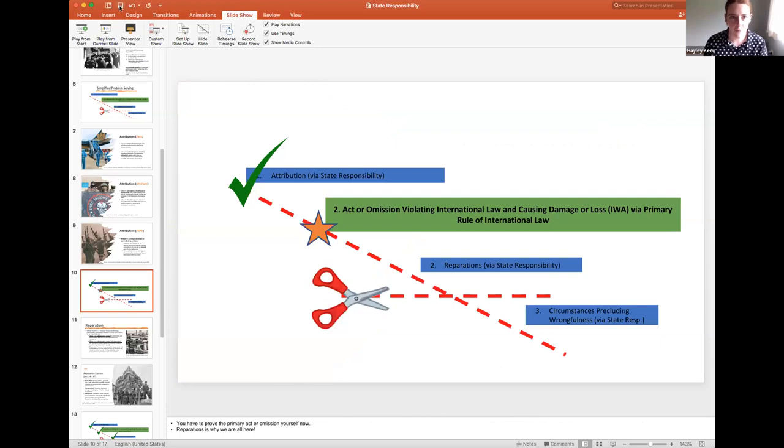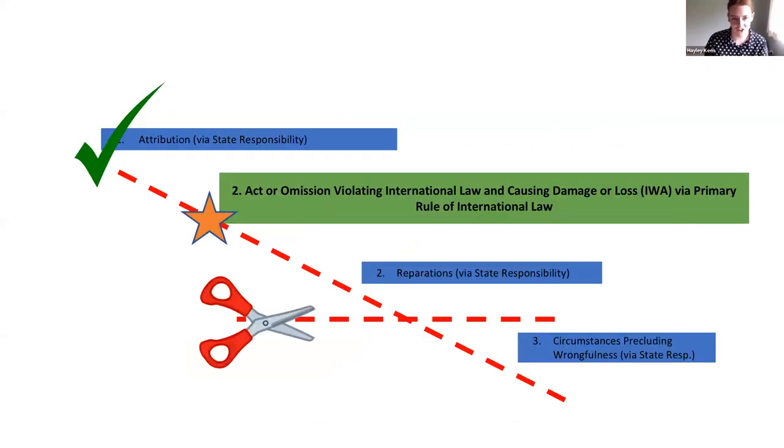Okay, so at this point, we're kind of at this juncture. We have done attribution through those 3 mechanisms. Then we have to talk about that violation, that internationally wrongful act, using the primary rules. Then we start talking about reparations, because reparations are innately tied to what the violation was, and we'll see why that is in a second.